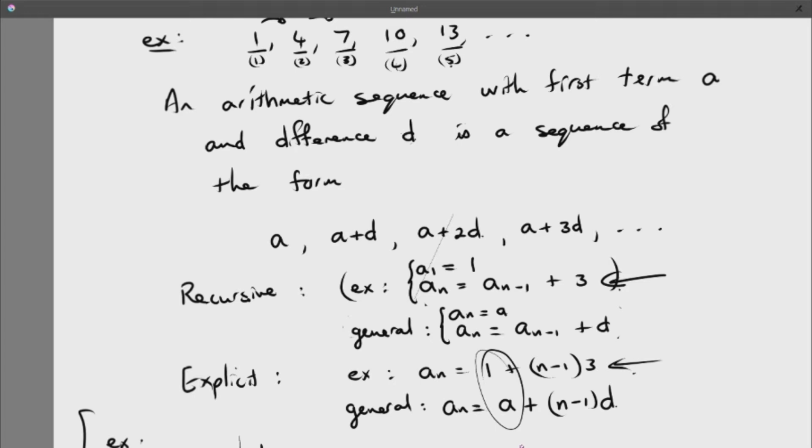So recursive and explicit are 2 formulas for the exact same thing. Like one is your birth certificate name and one is your nickname. It's both you, but it looks different. And when we say arithmetic sequences, they're both the same thing, different ways to represent the same thing. Like your name and your nickname, they're both representing you, but it's not the same name.